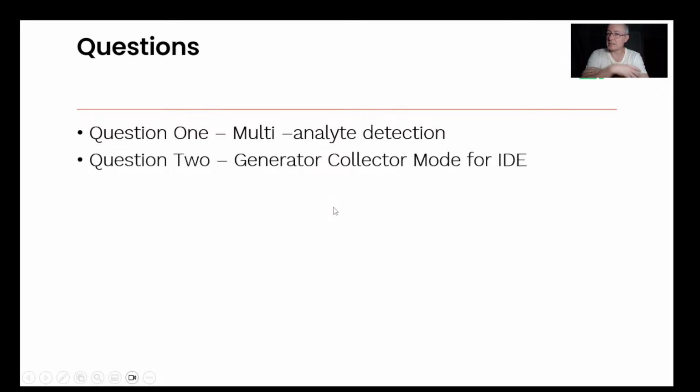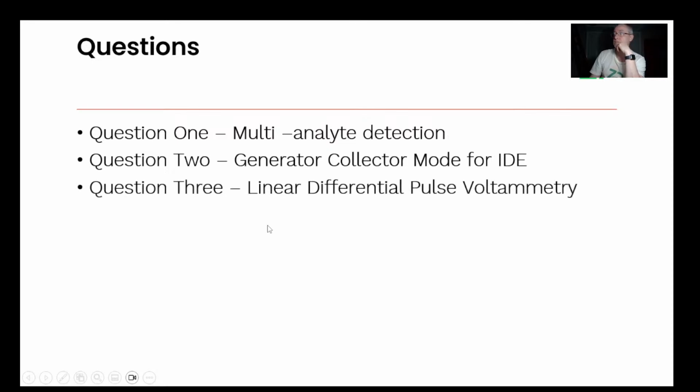Generator-collector mode for IDE. I spent something like 10-15 minutes answering that. The quick answer is, if you want control on both working electrodes, working electrode 1 and working electrode 2, the Anapod EIS will not do that. But I gave you a scenario where it would work, so you have to look at those notes.